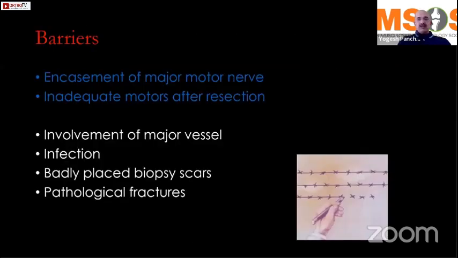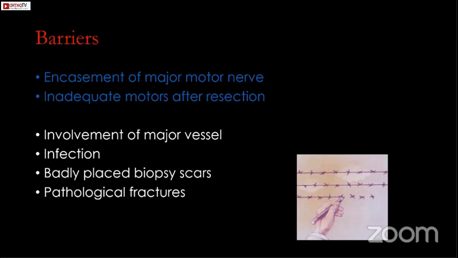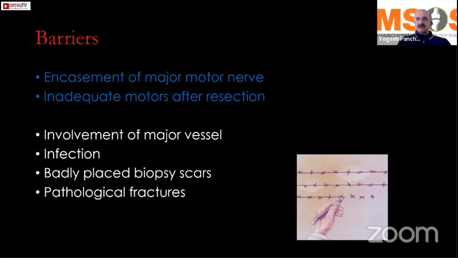If we want to talk about the absolute barriers to limb salvage surgery in osteosarcomas, there are actually only two. One is where there is an encasement of a major motor nerve in the extremity. And number two is if you are not able to leave behind adequate muscles after resection, which can give an adequate and stable function in the adjoining joint. So these are the only absolute contraindications. Everything else, like infection, badly placed biopsy scars, or presence of a pathological fracture, all these are now considered as relative contraindications.